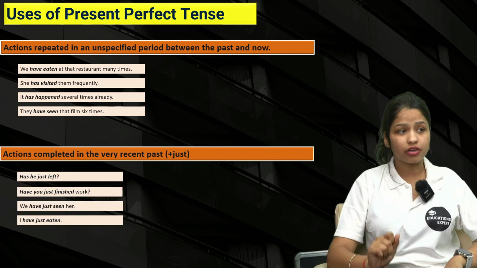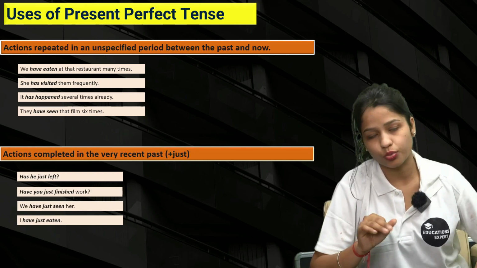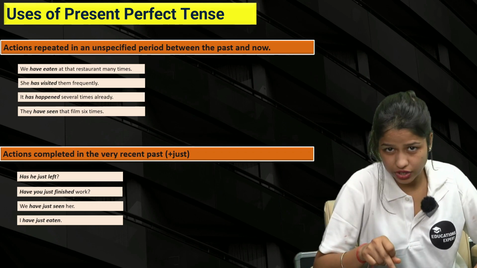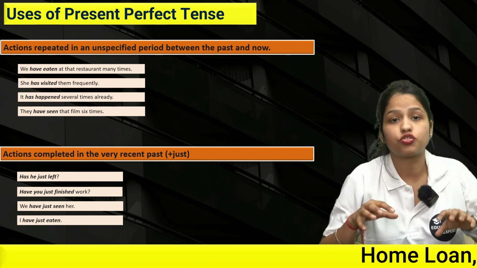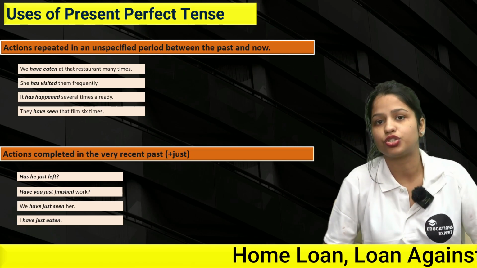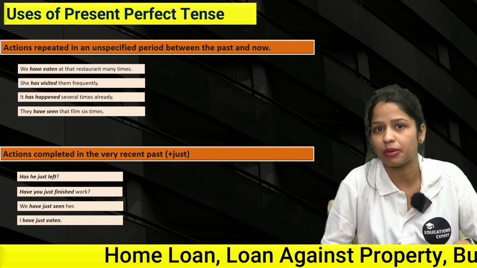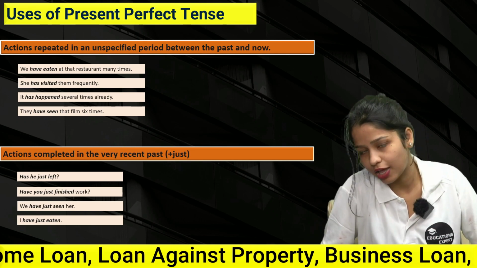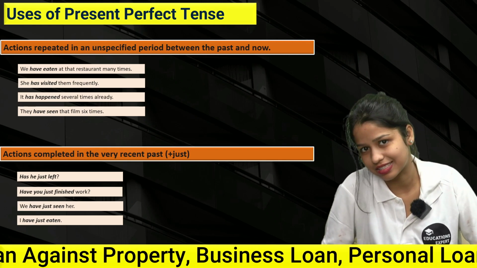We are telling you about a very recent time period, and that's why we have used just here. Has he just left? Have you just finished work? We have just seen her. I have just eaten. When you add the word just in a sentence, that means the action is completed in the very recent time period. And this is how you can show the present perfect tense. I hope this is clear for you. Let's move forward and understand some other uses of present perfect tense.